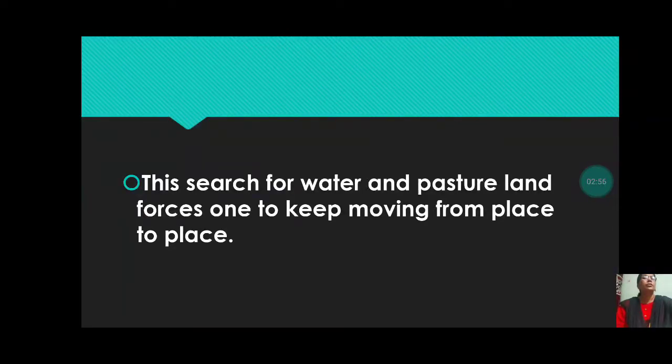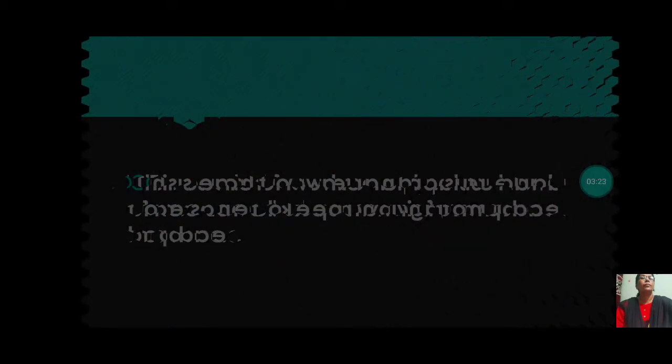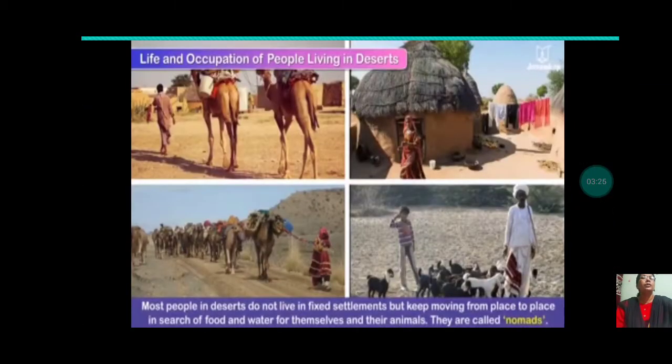In search of water and pasture, the land forces one to keep moving from place to place. So for pastures for the animals, and in search of water, they have to keep moving from one place to another. Due to these reasons, the people keep moving from one place to another. And you can see they keep moving with their animals.